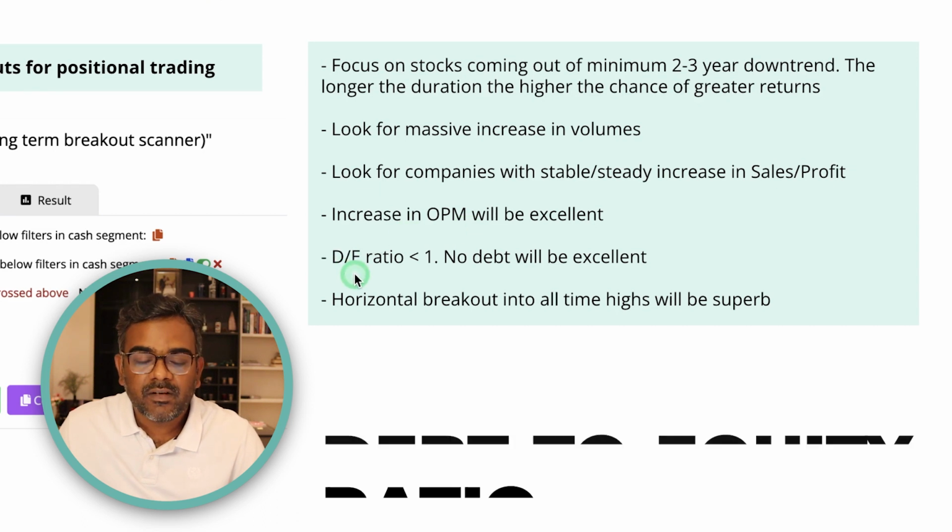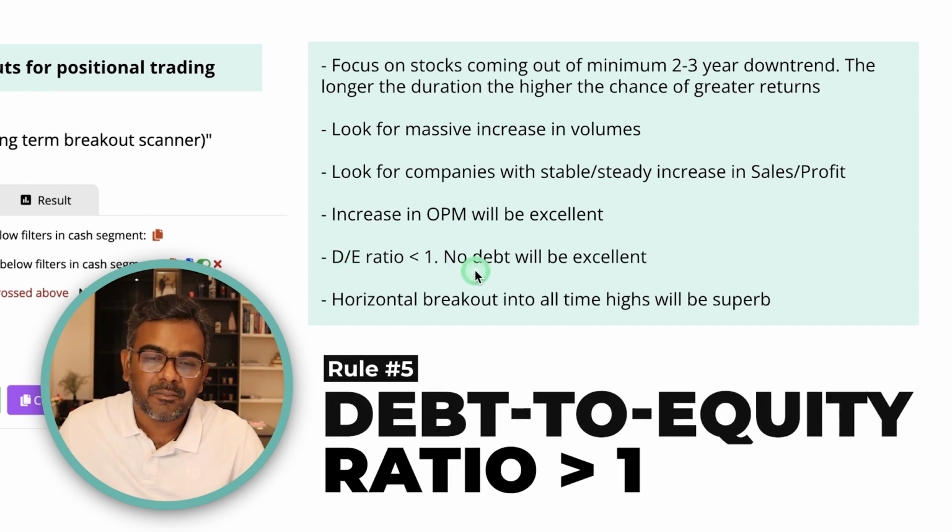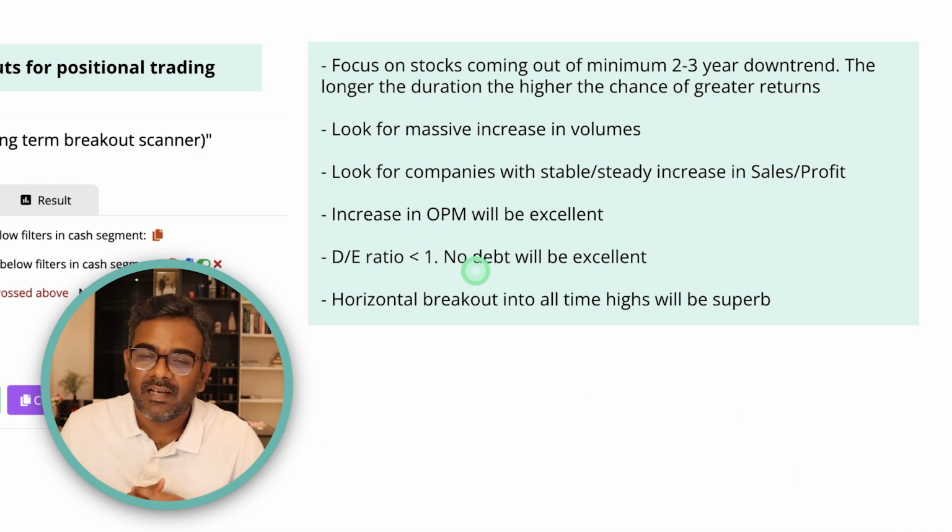The next is the debt to equity ratio should be less than 1, which means they should literally have no debt, or slight debt is fine, but if they have no debt, that's excellent. Go for these companies, and if you see these combinations, then that's pretty good.